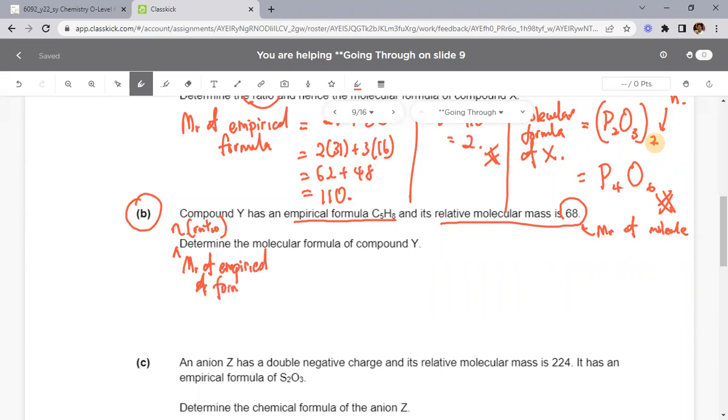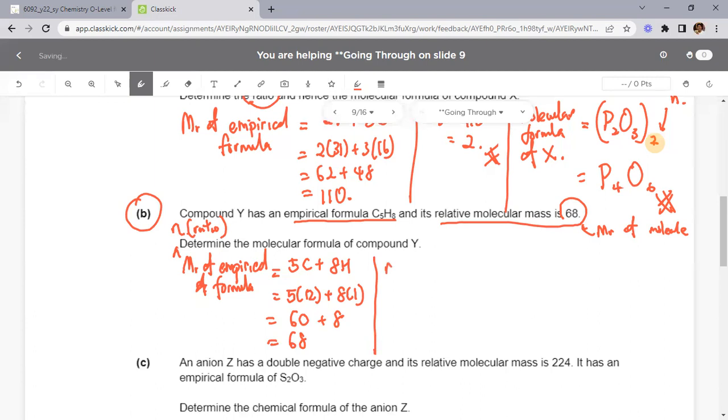Or you can think of it as the empirical formula mass. So this is going to be 5 carbon plus 8 hydrogen. This will be 5 times 12 plus 8 times 1. So this is 60 plus 8. You're going to get 68.